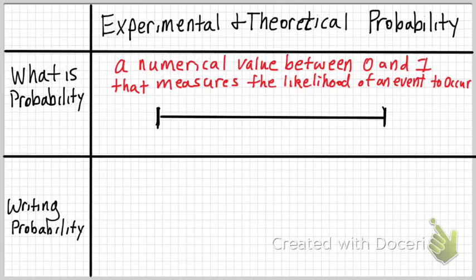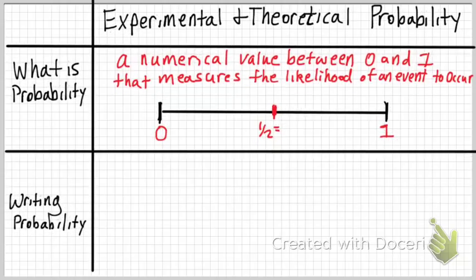And we can display this on this number line here. So we have 0 here on the left-hand side and 1 here on the right-hand side. And we see that at 50% chance, or 1/2, is equal to 0.5, this would be equally likely to occur. Or not occur.